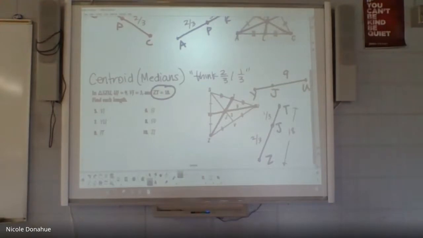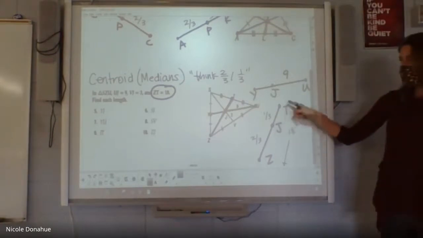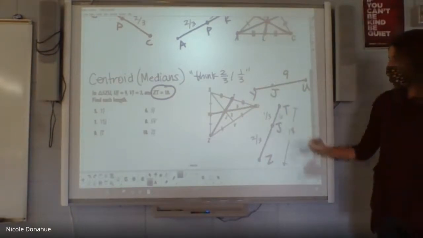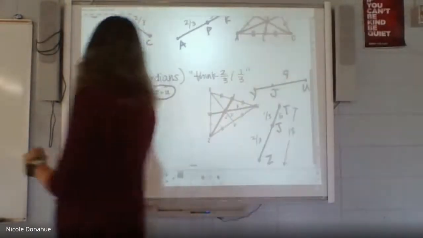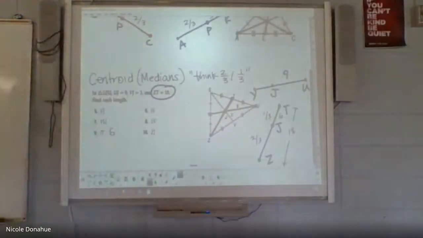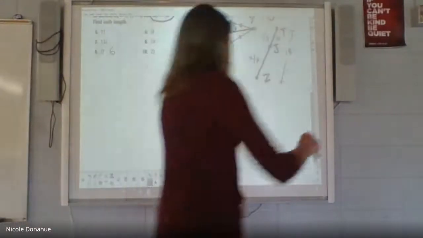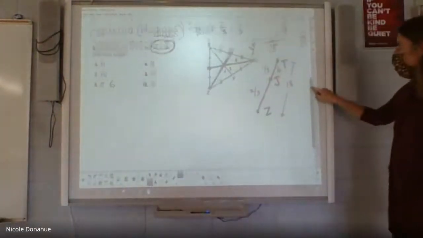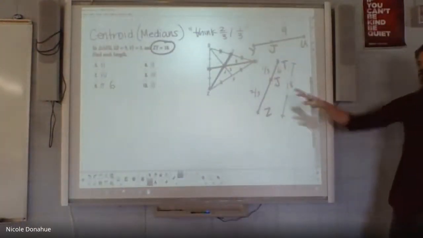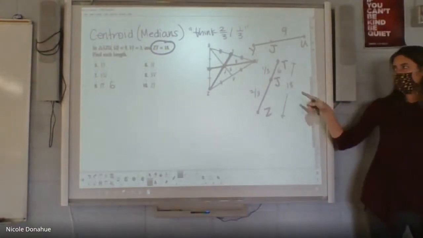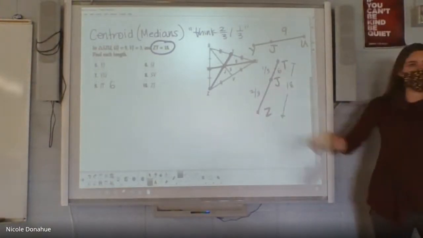Do you guys agree? Yeah, what's a third of 18? 6. So what do I know? JT is gonna be 6. So I can write that over here that JT is 6. Is everyone okay with that? Because the 1/3 part is gonna be 6. Now you could do 2/3 of 18. Otherwise, what do you know about 1/3 compared to 2/3?